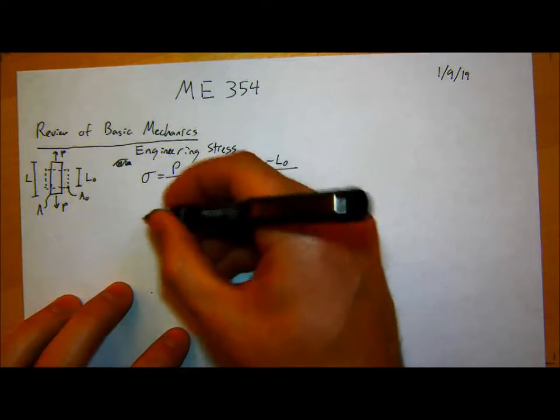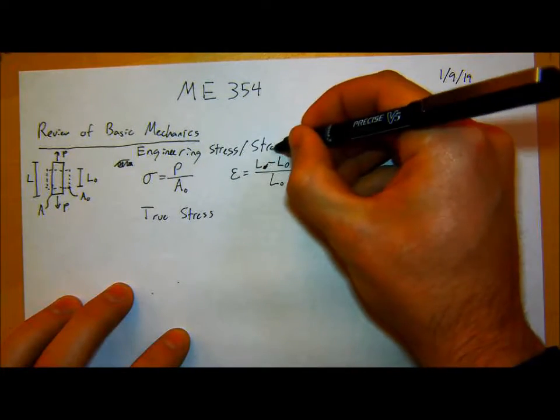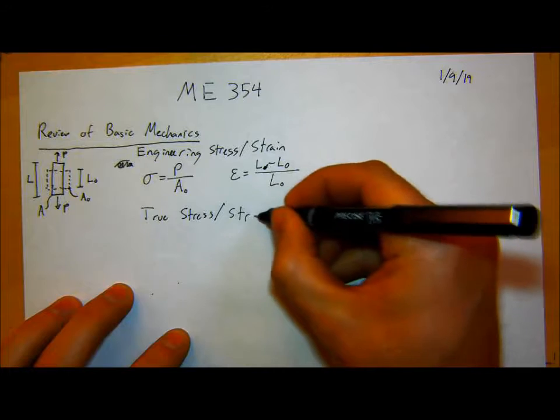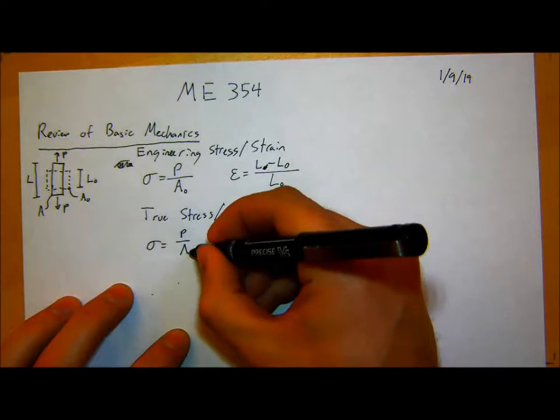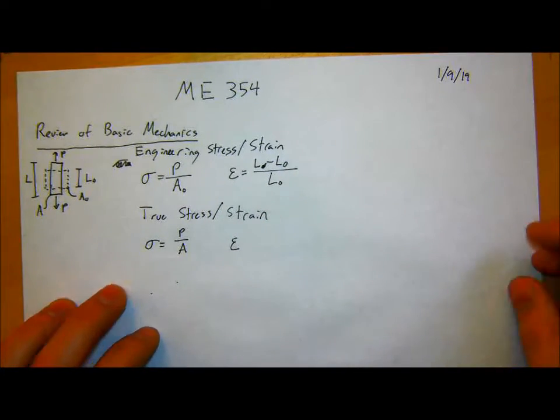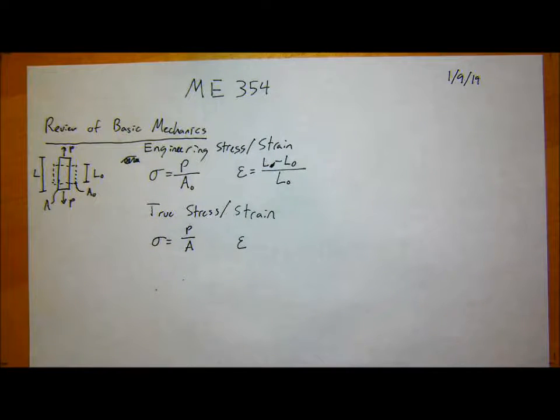You can also look at true stress and strain, where instead you divide by the instantaneous area. And for our strain, it's a little bit trickier. Is this writing a little bit too small for people at the back? I just realized it's okay? Okay. If something is ever illegible, which is highly likely, just let me know and I'll rewrite it in bigger scales.